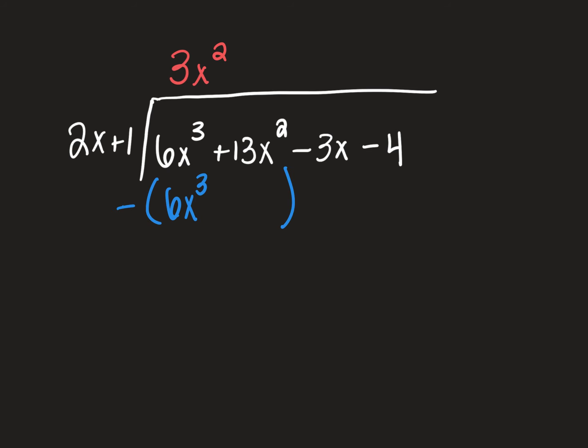All right, so whatever you get here and here, they should match. If they don't match, that means you've either divided or multiplied wrong for your number up here. Now is when we're going to use that plus 1, because we have to take the 3x squared and multiply it by the plus 1. So if it's 1, it's just plus 3x squared. And we're subtracting, like we do with long division.